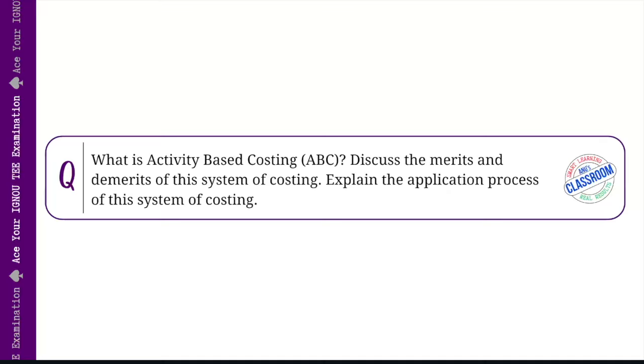Now let us look at the merits of ABC, or activity-based costing. First, it improves cost accuracy because ABC traces costs at a granular level, giving a clear view of the actual resources that are consumed by each product. So this helps in better pricing, production planning, as well as resource allocation. Also, resource utilization efficiency is improved. How? Because ABC identifies bottlenecks and highlights overused or underutilized activities. So this helps managers optimize the resource usage as well as reduce wastage.